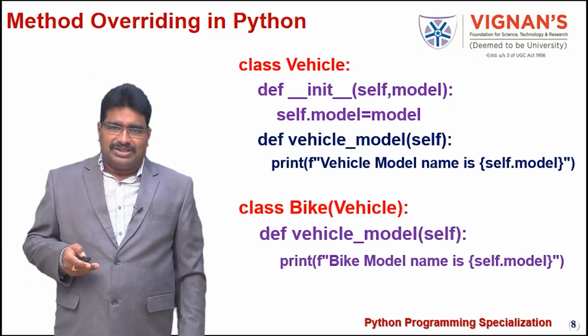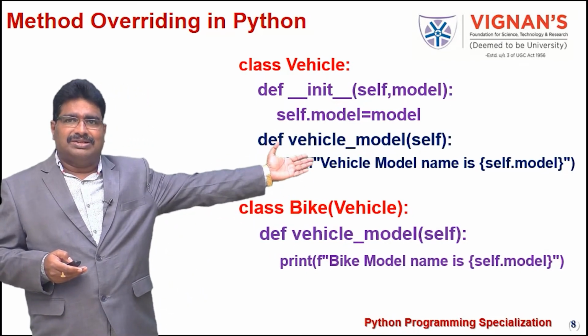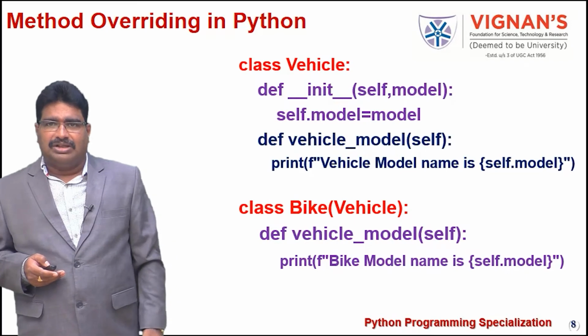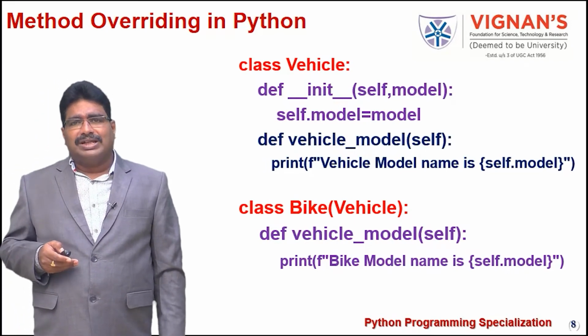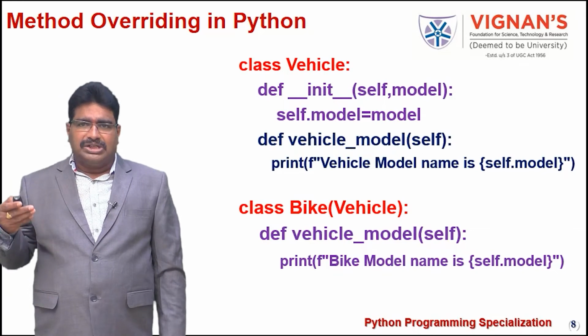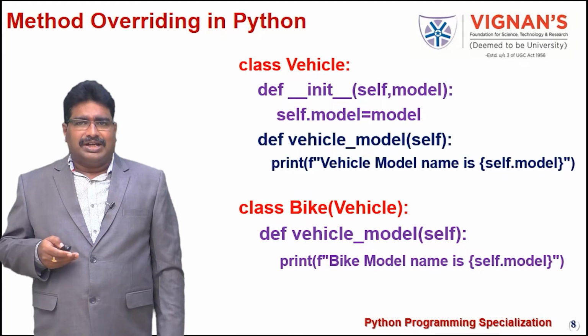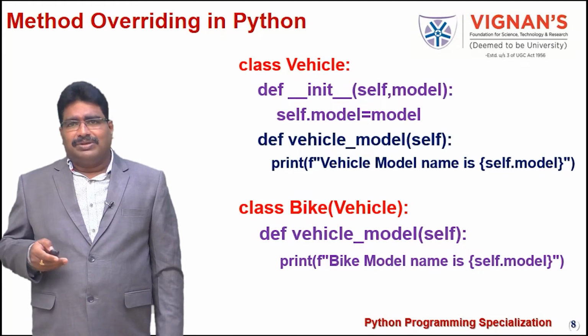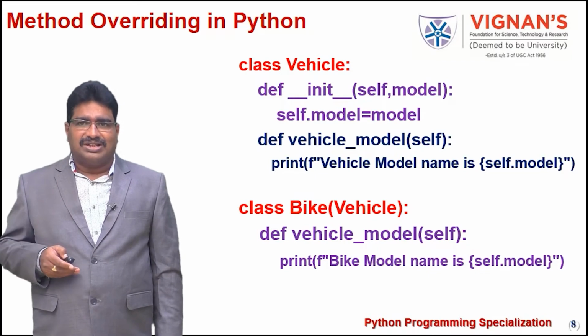Now we want to define the bike class. It is derived from the vehicle class, so for that reason vehicle is passed as a parameter. So automatically the bike class is derived from the vehicle class. Each and every object of the bike class also contains model as the object data member, which exists in the vehicle class.